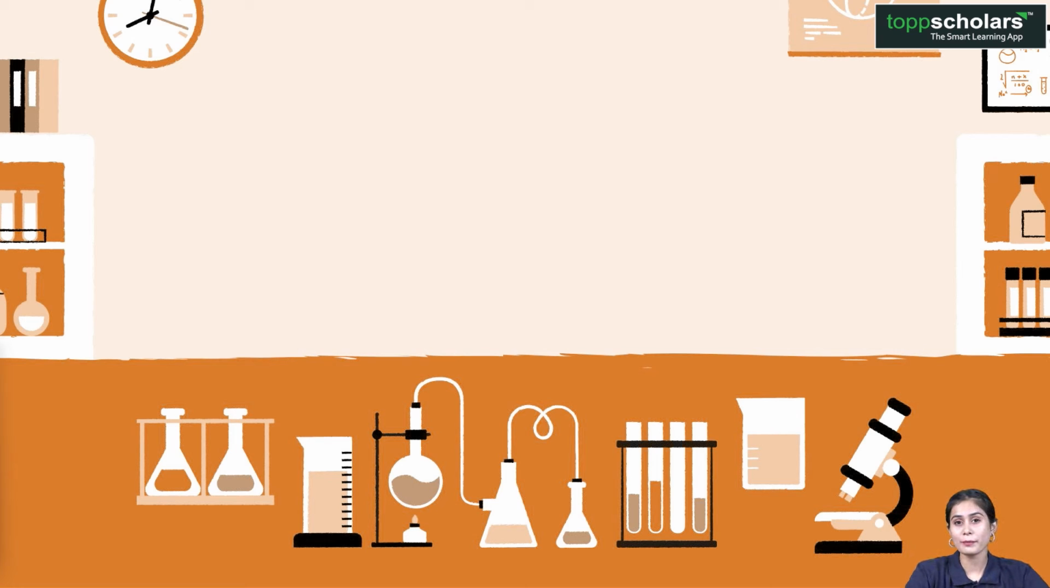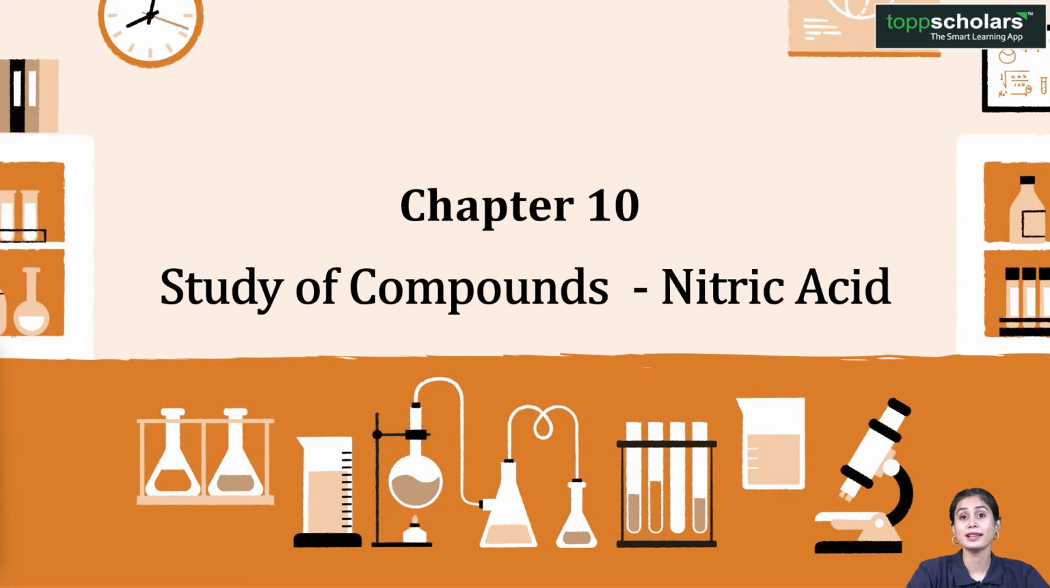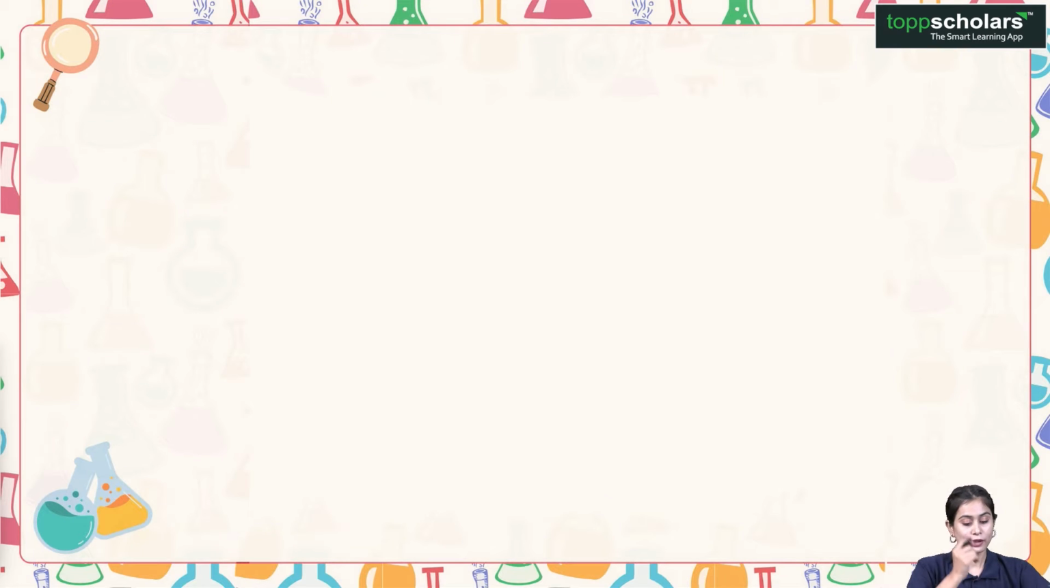Hey students, welcome back. So we are here to review all the important chemical reactions involved in the chapter Study of Compounds: Nitric Acid. Again, just like sulfuric acid, nitric acid is a very important compound as it is a very strong oxidizing agent. So let's see all the reactions related to the property of nitric acid being a strong oxidizing agent. So let's move on.